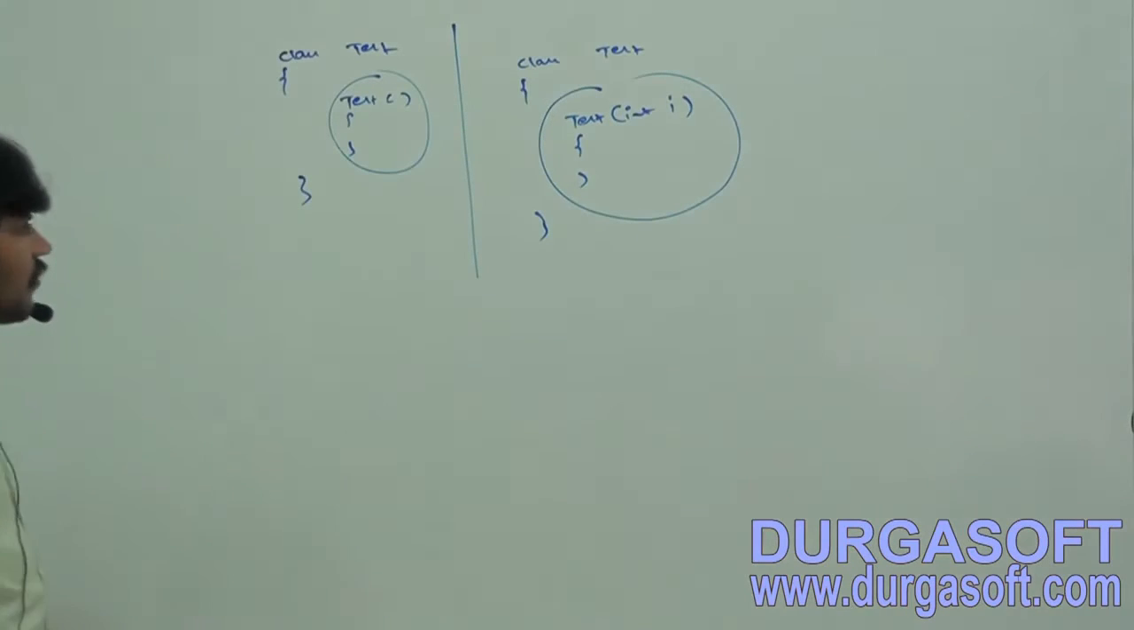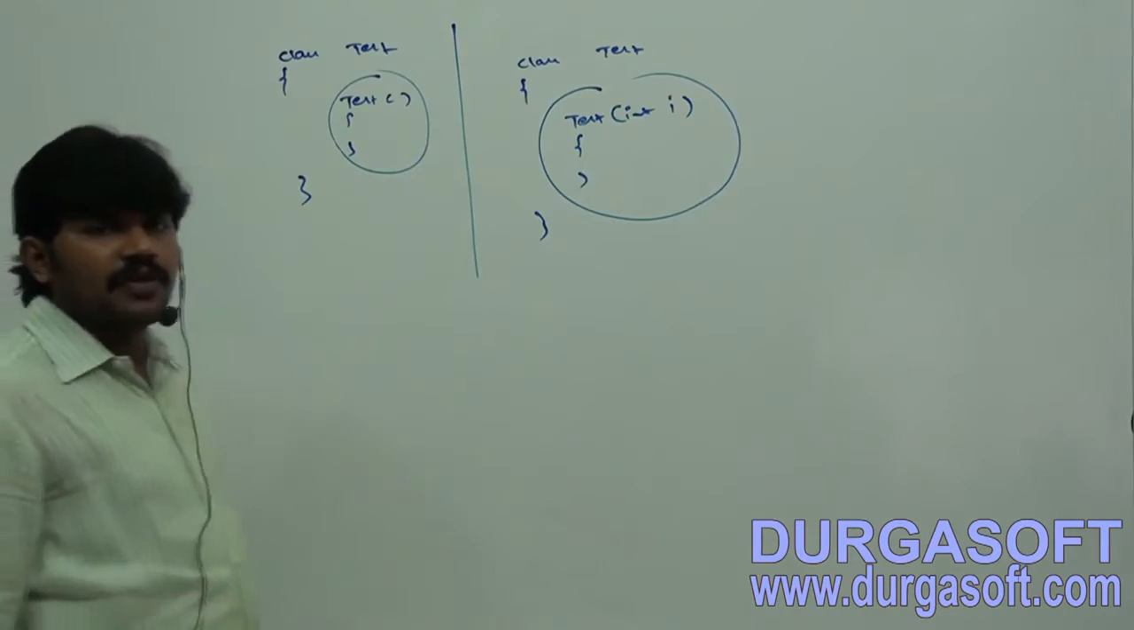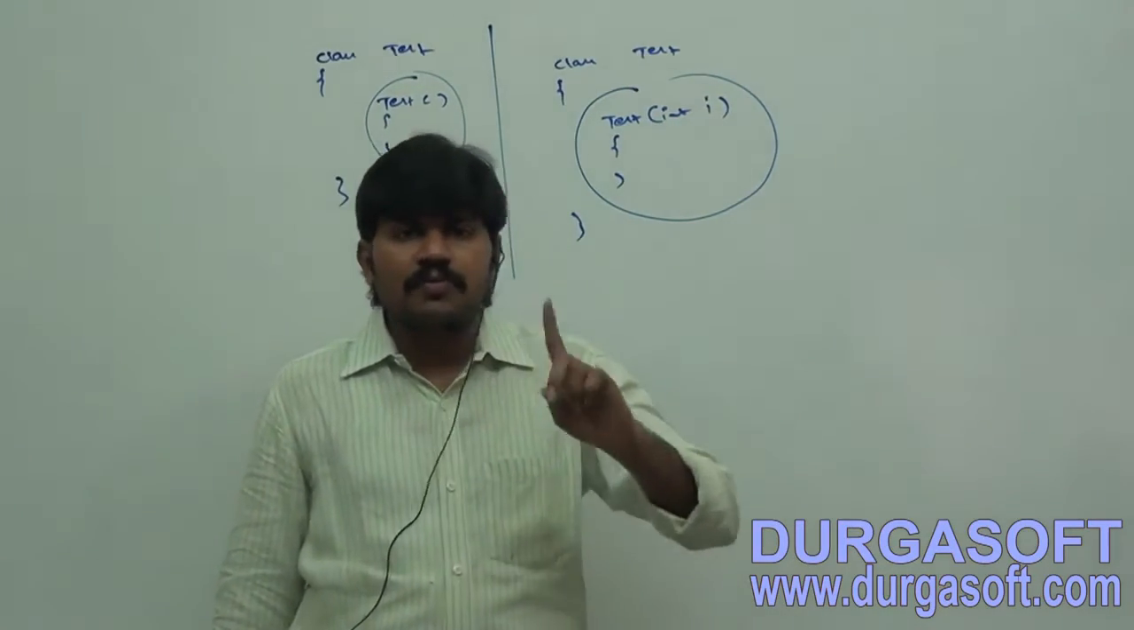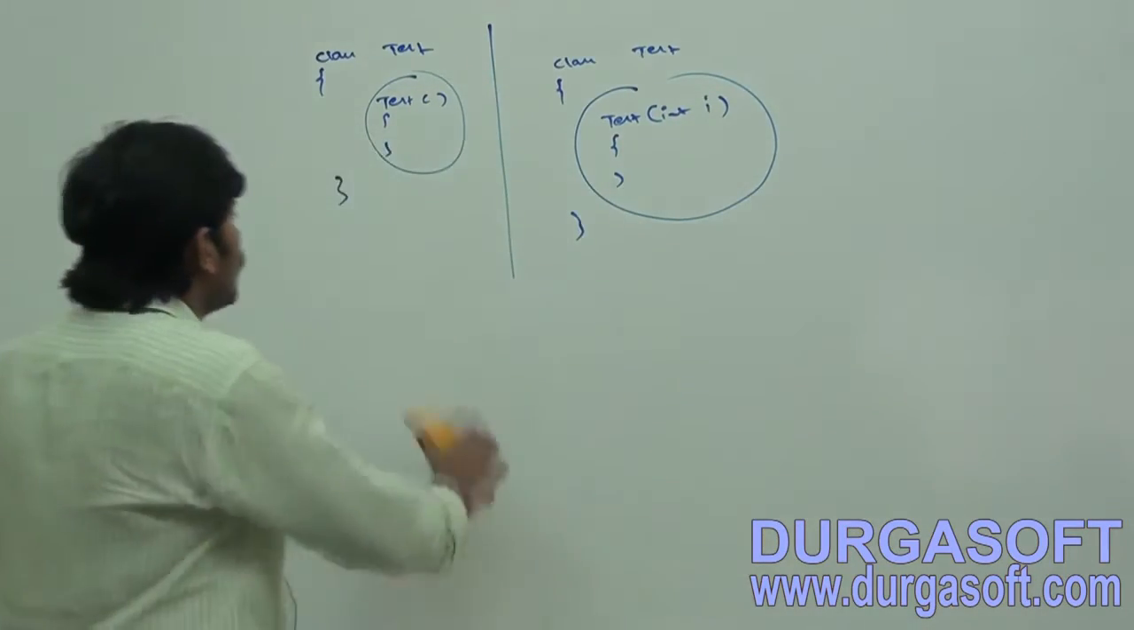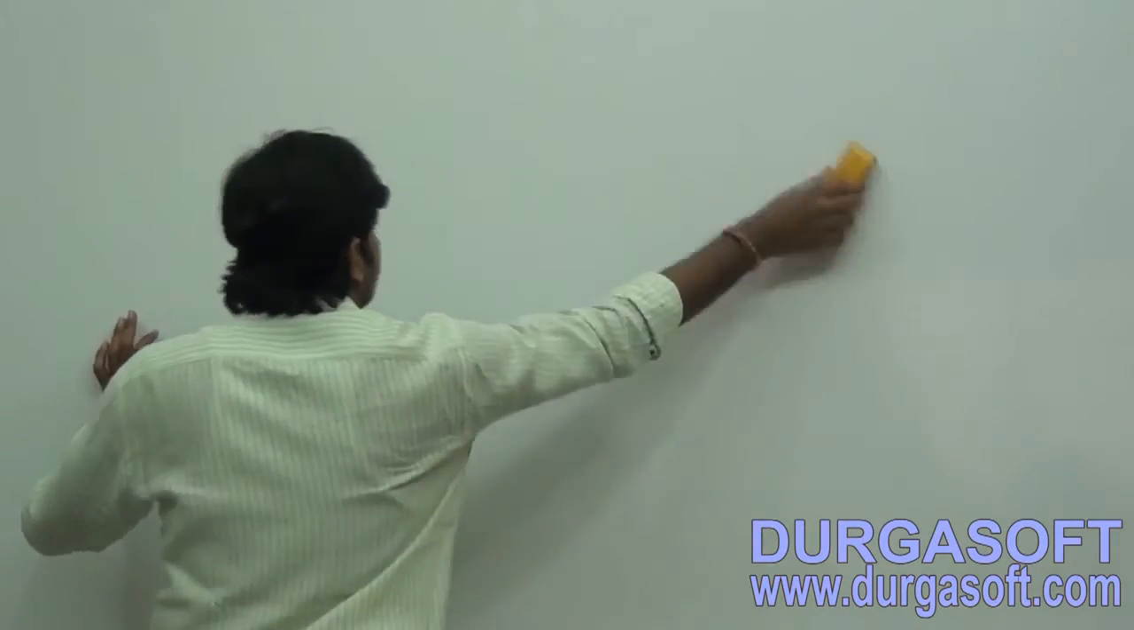Next, sir, what is the prototype of the default constructor? The compiler will generate a default constructor. What is the prototype of the default constructor?